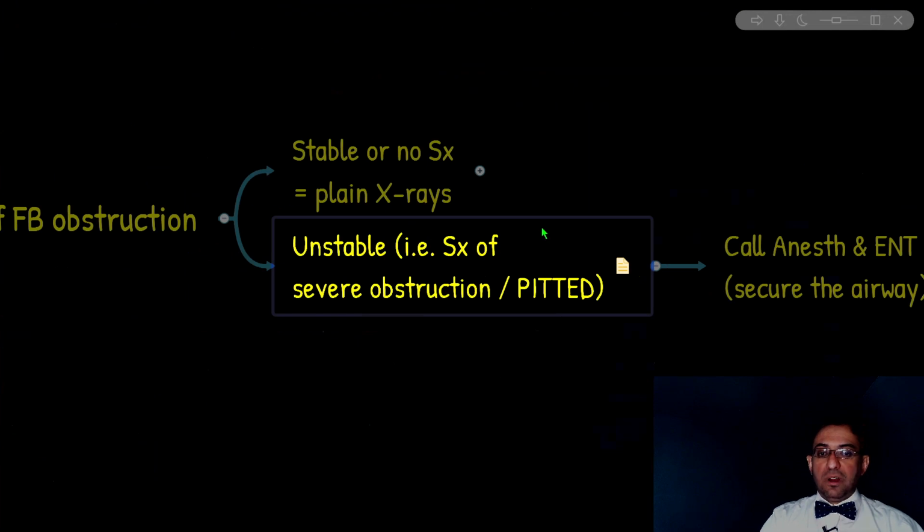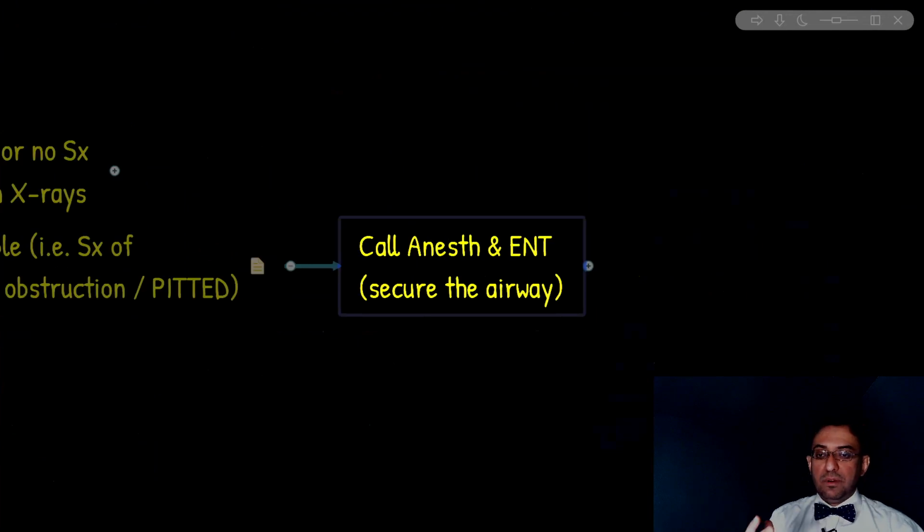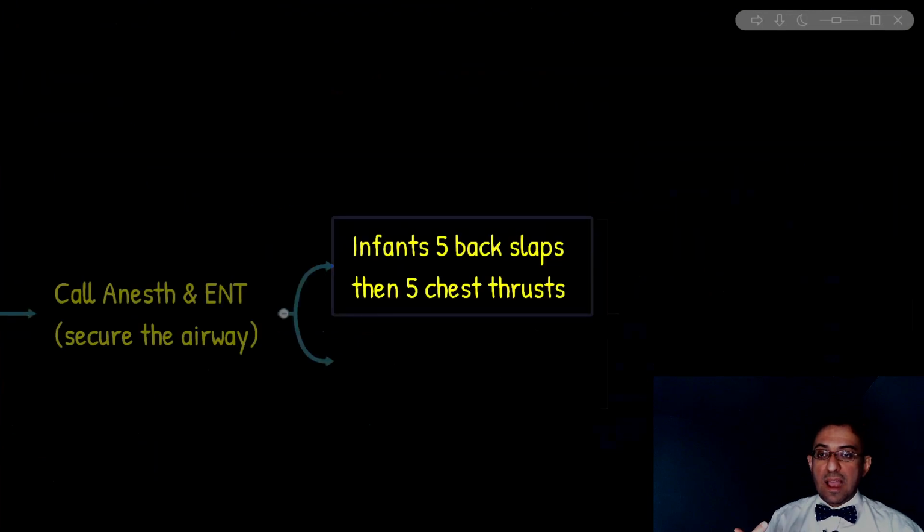Okay, let's return back to our algorithm of unstable patient or patient with severe obstruction. Always remember that at any point the patient becomes unstable, you need to initiate CPR. However, if the patient just has severe obstruction and you have informed the anesthesiologist or ENT personnel for intervention to secure the airway, before their arrival, you have to do some maneuvers in an attempt to expel the foreign body. And those maneuvers depend on the age of the patient.